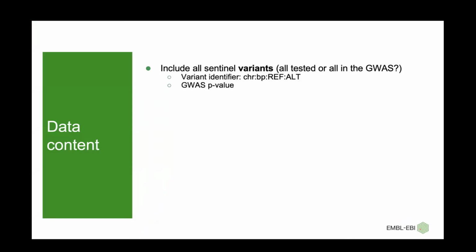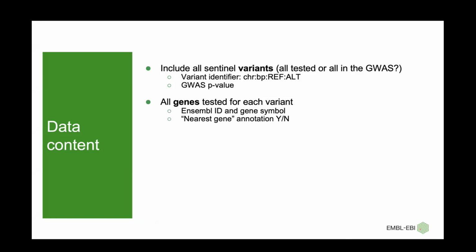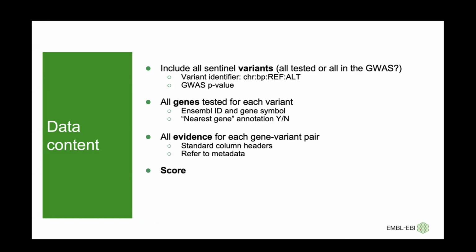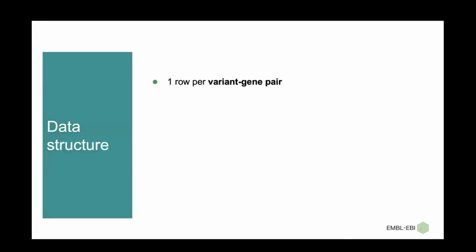So, thinking about sentinel variants, we need to consider what the variant identifier should be, and that should also include the GWAS p-value, and whether there's any other information we need to know about the sentinel variant. We should include all genes tested for each variant. So how do we represent those? We've proposed the Ensembl gene ID and gene symbol. Another requirement was that the genes should be annotated as to whether they're the nearest gene to the variant or not. In terms of the evidence, we need standard column headers, and those column headers should refer to the metadata. And then, as I said, in terms of the score, this could be the author's score or it could be a universal score.